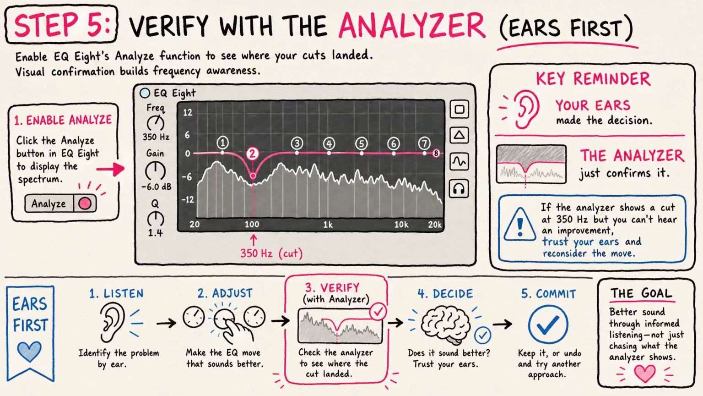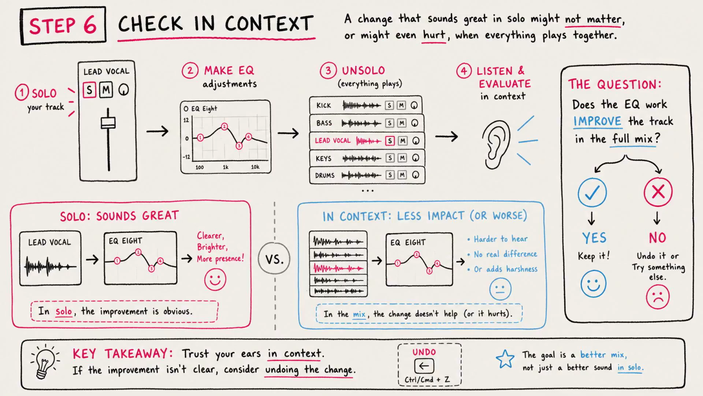If the analyzer shows a cut at 350 Hz, but you can't hear an improvement, trust your ears and reconsider the move. Solo your track, then unsolo it. Does your EQ work improve the track in the context of the full mix? A change that sounds great in solo might not matter or might even hurt when everything plays together. If the improvement isn't clear in context, consider undoing the change.